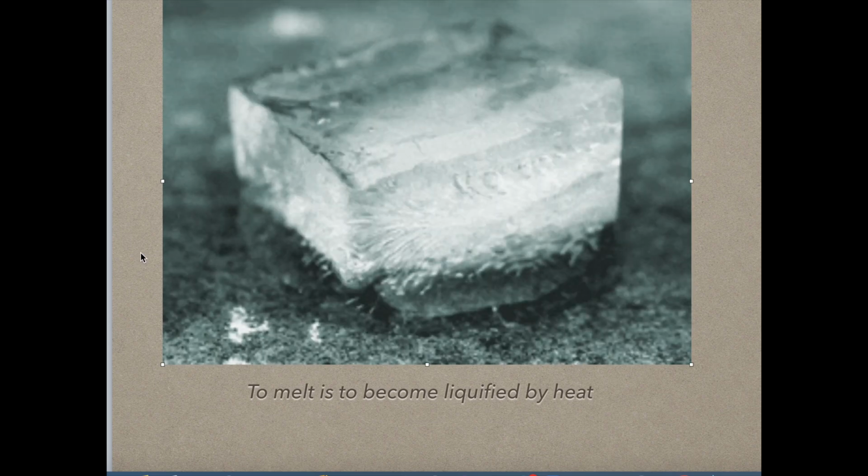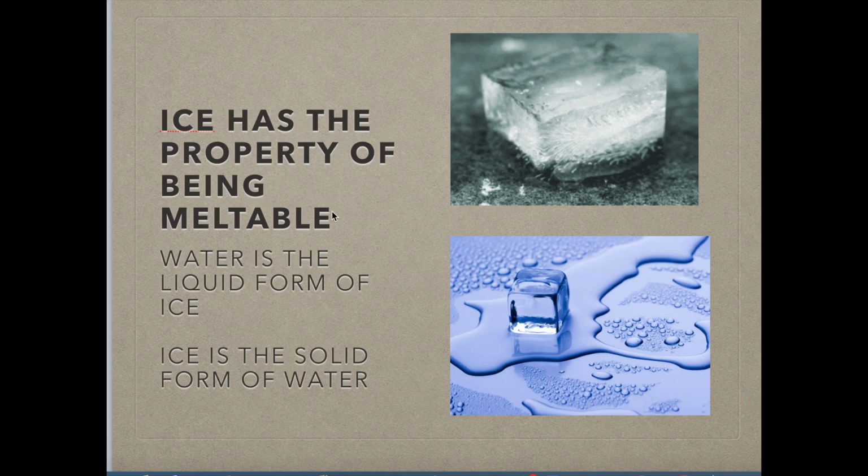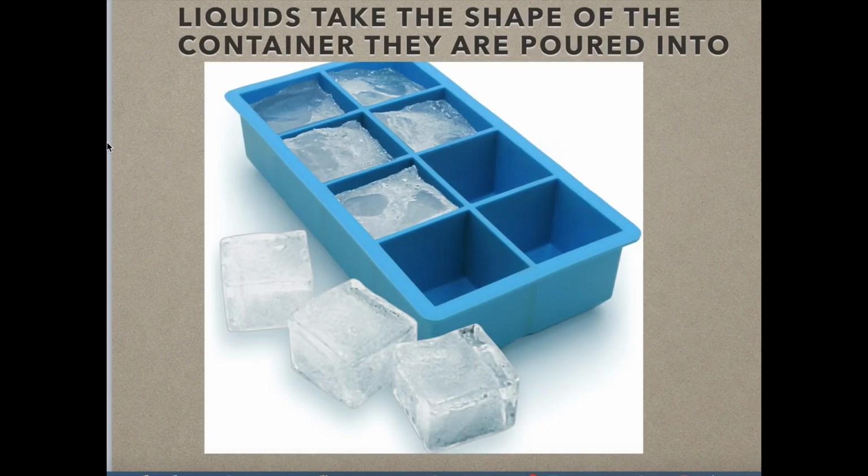Ice melts when it gets too hot. Ice has the property of being meltable. So water is the liquid form of ice, and ice is the solid form of water. When it's a liquid form, it can take the shape of the container that it is poured into. So when you pour water into this ice tray, and the ice is going to cool and solidify, it's going to come in the shape of rectangles.